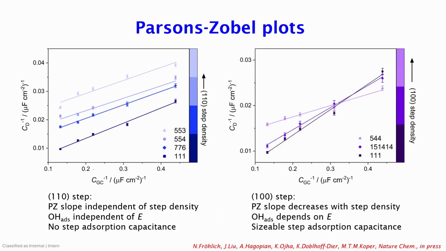However, if we do the same experiment for 100, we see that the Parsons-Zobel slope changes with step density, suggesting, and this is known, that as you increase pseudo-capacitance, the Parsons-Zobel slope will go down, suggesting that here we do have a sizable step adsorption capacitance. And that would suggest that the OH coverage in the 100 step, in the region where we do this measurement, actually changes as a function of potential. That generates a pseudo-capacitance, and that also explains why the capacitance goes up as we increase the step density. That also explains why we see the Parsons-Zobel slope go down.